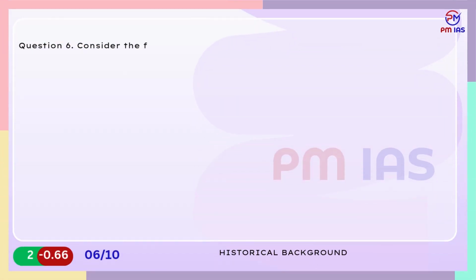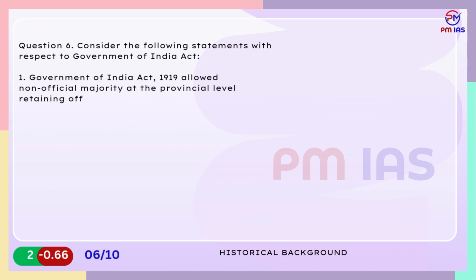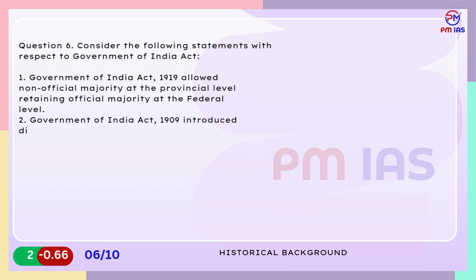Question 6. Consider the following statements with respect to Government of India Act. 1. Government of India Act, 1919 allowed non-official majority at the provincial level, retaining official majority at the federal level. 2. Government of India Act, 1909 introduced direct elections for the first time.